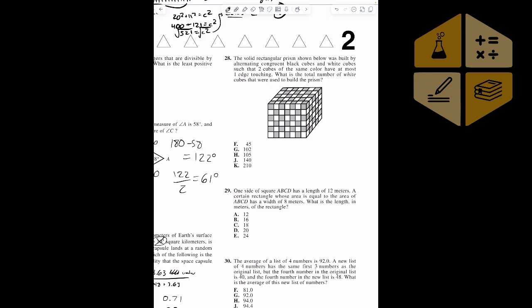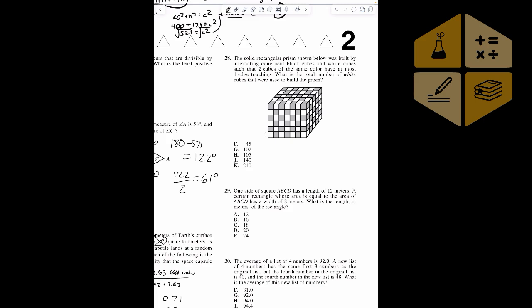Because a cube has the same side length, let's just say they all have a side length of 1. If I find the volume, that's going to tell me the number of cubes. Then if I divide that number by 2, it's going to give me the number of white cubes, because in this prism it's the same number of white cubes and black cubes. So let's count the length, the width, and the height, and that's going to give us what we need for the volume.